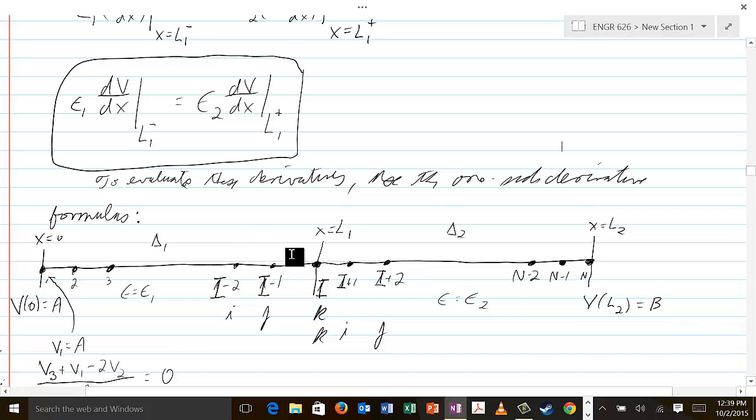So for the derivative just to the left, we will use these three values. It's still going to be the derivative evaluated at this point, L1, but we're going to use the one-sided derivative formula that involves the values of v at these three nodes. And likewise, when we want the derivative here at L1 plus, we will use the one-sided derivative formula that involves these three nodes. Okay?